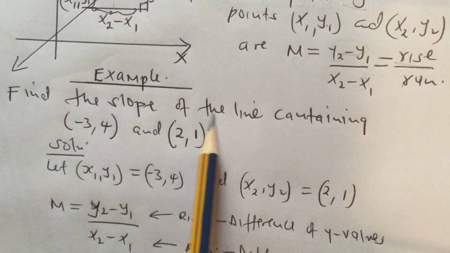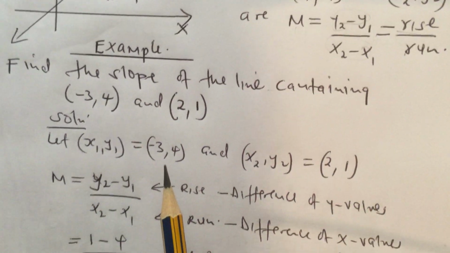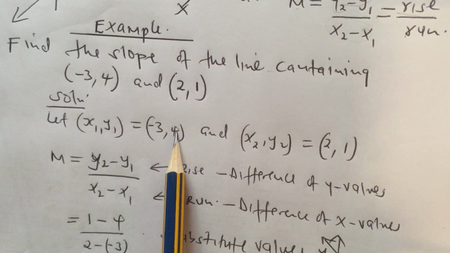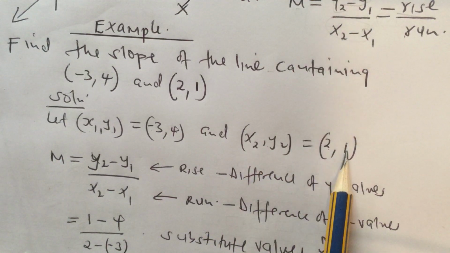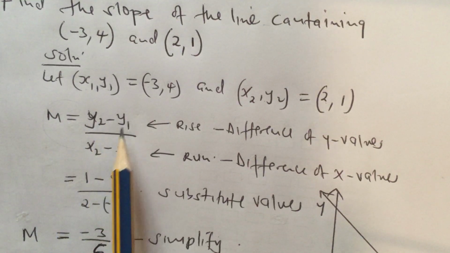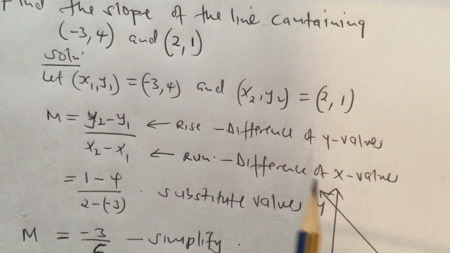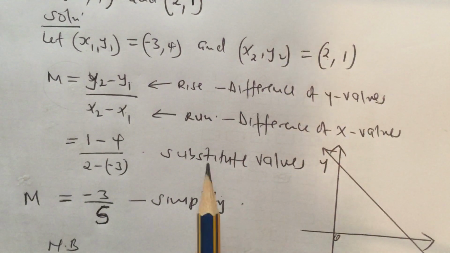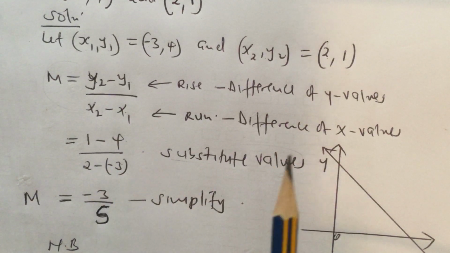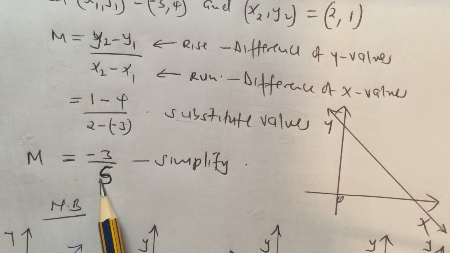Now I've provided an example on a quick note. We have said, find the slope of the line containing (-3, 4) and (2, 1). Those are two coordinates, and to do that we let x1, y1 be -3, 4 and x2, y2 be 2, 1. Then you recall the relation, that is m equals y2 minus y1 over x2 minus x1. That is the difference in y values over the difference in the x values. Then the substitution is done, which is 1 minus 4 over 2 minus -3. Then simplifying, we get that the gradient m equals -3 over 5.